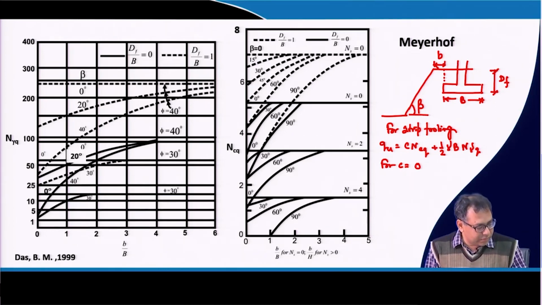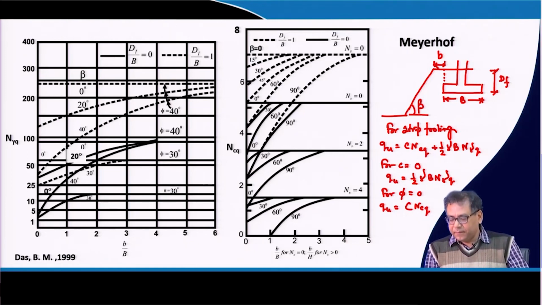If c equal to 0, then your q_u will be equal to 1/2 γ B N_γq, and for φ equal to 0, q_u is equal to c N_cq. Okay. So now these N_cq and N_γq are the suggested bearing capacity factors.